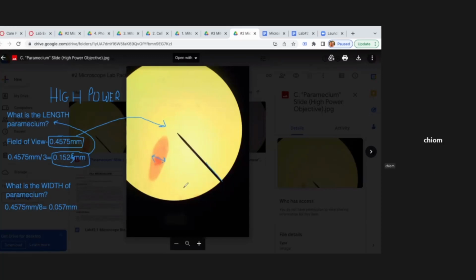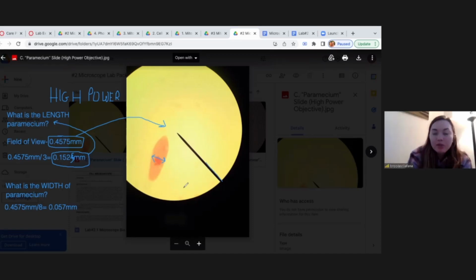Another thing again is, okay, right here, you know, they didn't ask us if you're going to use the high power or we're using the scanning. So you just use the high power. No, that depends on what you're using. For this example, I pretended we were using high power. Okay. But if you were using low power or scanning power, your field of view would be different, right?